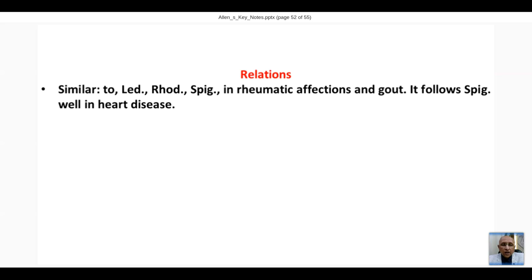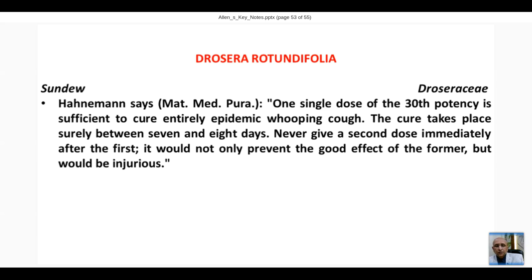That's why I told you that there are multiple hints. I will show you only one slide regarding the hints, and it is related to the remark given at the end of the chapter, that he has written. After even the modalities he has mentioned, Hahnemann says, in Materia Medica Pura, one single dose of 30 potency is sufficient to cure entirely an epidemic of whooping cough. The cure takes place surely in 7 or 8 days.